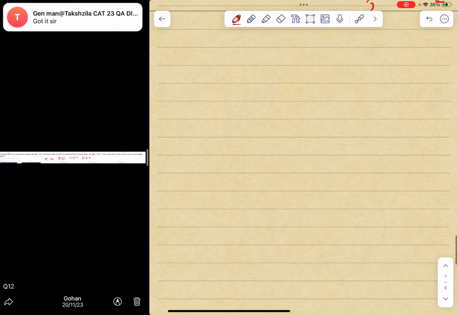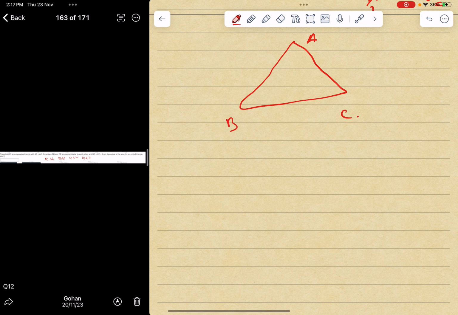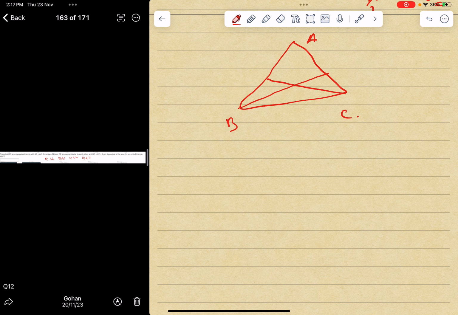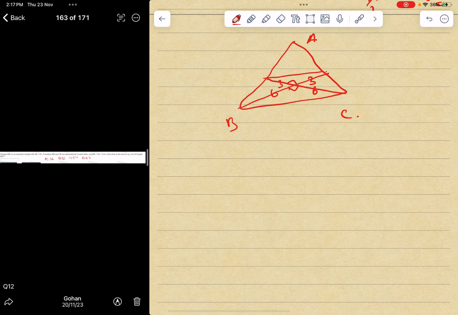Next one, this is a good one. Triangle ABC is an isosceles triangle, right? Medians BD and CE are perpendicular to each other, and BD is 9. Since these are medians, they divide each other in the ratio 2 to 1, so this complete median is 9, meaning this part is 6 and this part is 3. Similarly, this is 6 and this is 3. Now our question is, what is the area of triangle ABC? Since we know these are perpendicular, we can find that this side is 3 root 2 and this side is 6 root 2.